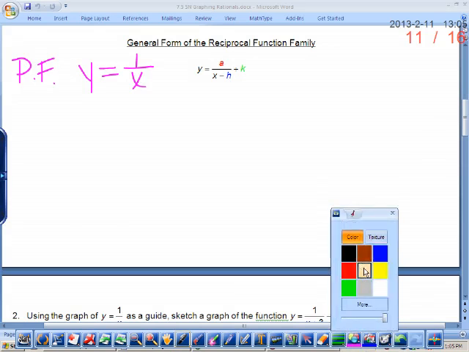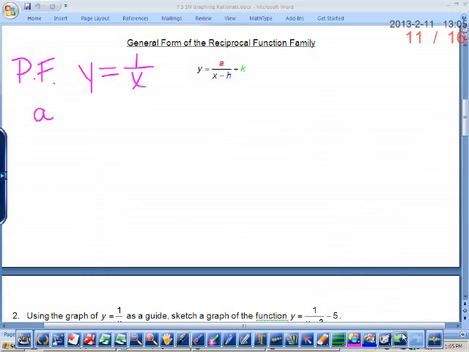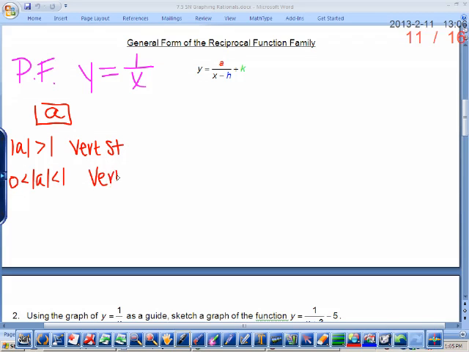So let's start with the a value. What do you think the a value might do? Vertical stretch. Yeah, it's going to cause a stretch or a compression. So when the absolute value of a is greater than 1, and all that really means is when a is a value bigger than 1, we're going to have a vertical stretch. But when a is a fraction, when the absolute value of a is between 0 and 1, we're going to have a vertical compression.